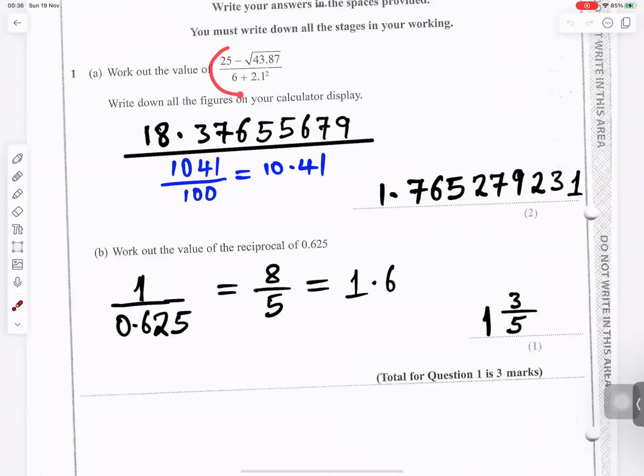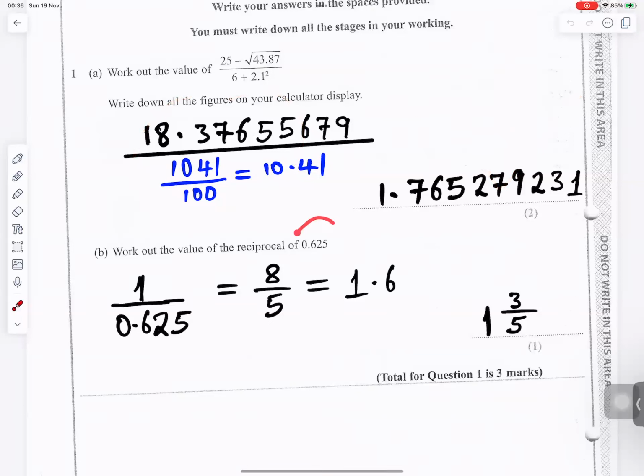If you put all of this in the calculator at once, you have to use brackets. But the best way is to do the numerator first. You will get that answer there. And then you do the denominator. You write that down. At least that will give you 1 mark in the exams. And then after that, you divide them to get the final answer.